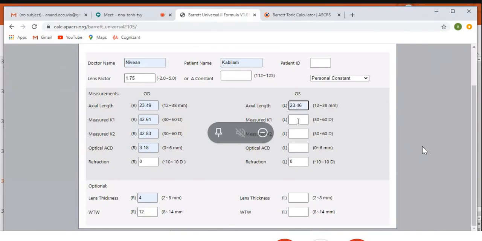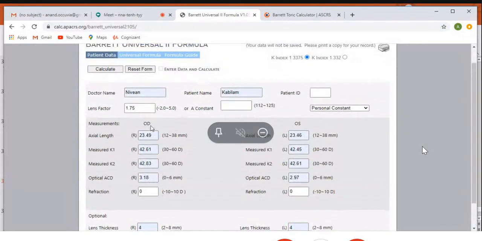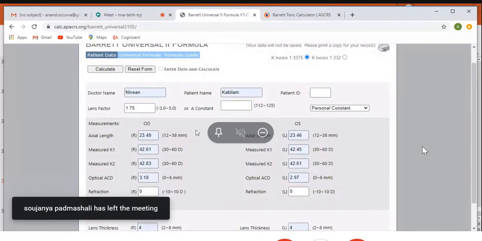So at the same time you can measure for both eyes, so it will give you the values for both eyes. Or else if you want to calculate for the right eye, you can put the values for the right eye, and you can calculate for the right eye. Once after putting everything, you want to counter check each and every value, whether all are right or wrong.